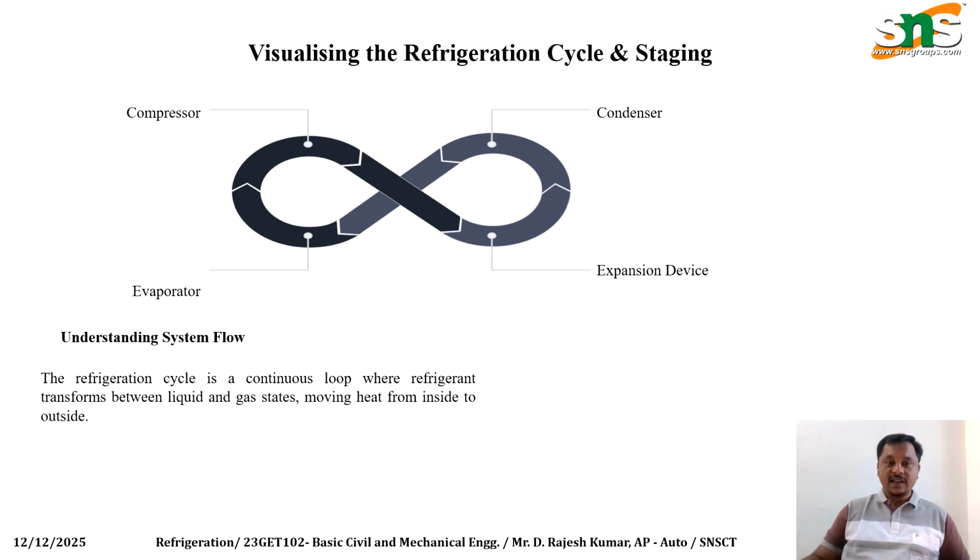So you can see the refrigeration cycle and staging, right? So in the refrigerator you can see here the compressor, condenser, evaporator, and the expansion device. So these are the major components available in the refrigeration. So this cycle is a continuous loop where the refrigerant transforms between liquid and gaseous states. So it moves heat from the inside to the outside.